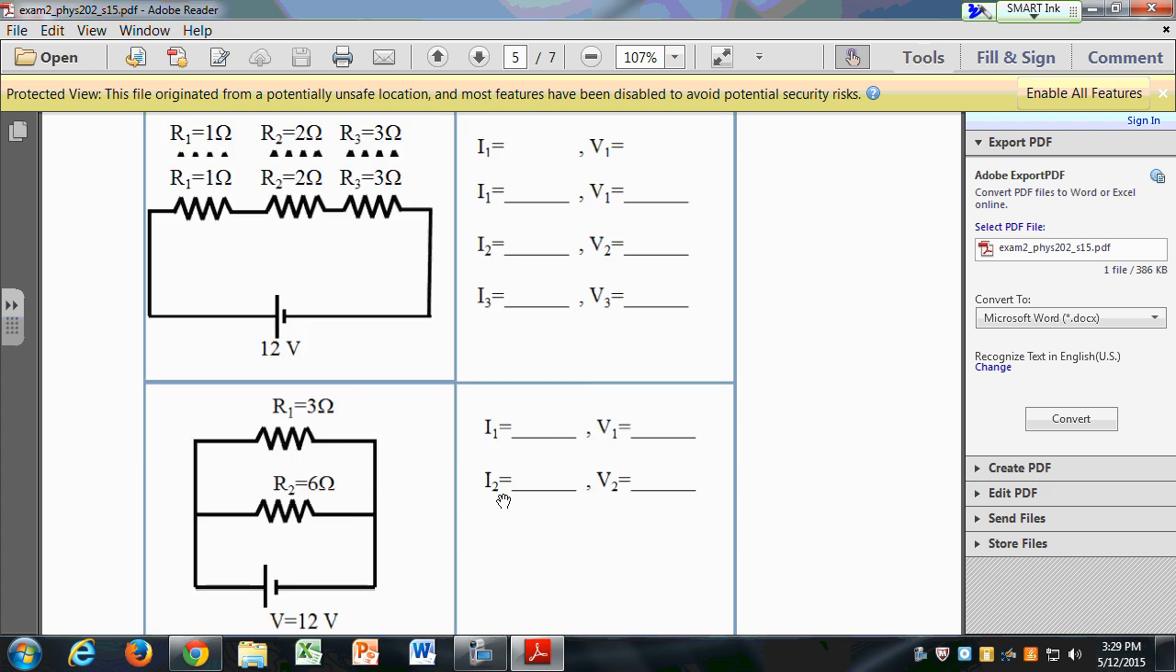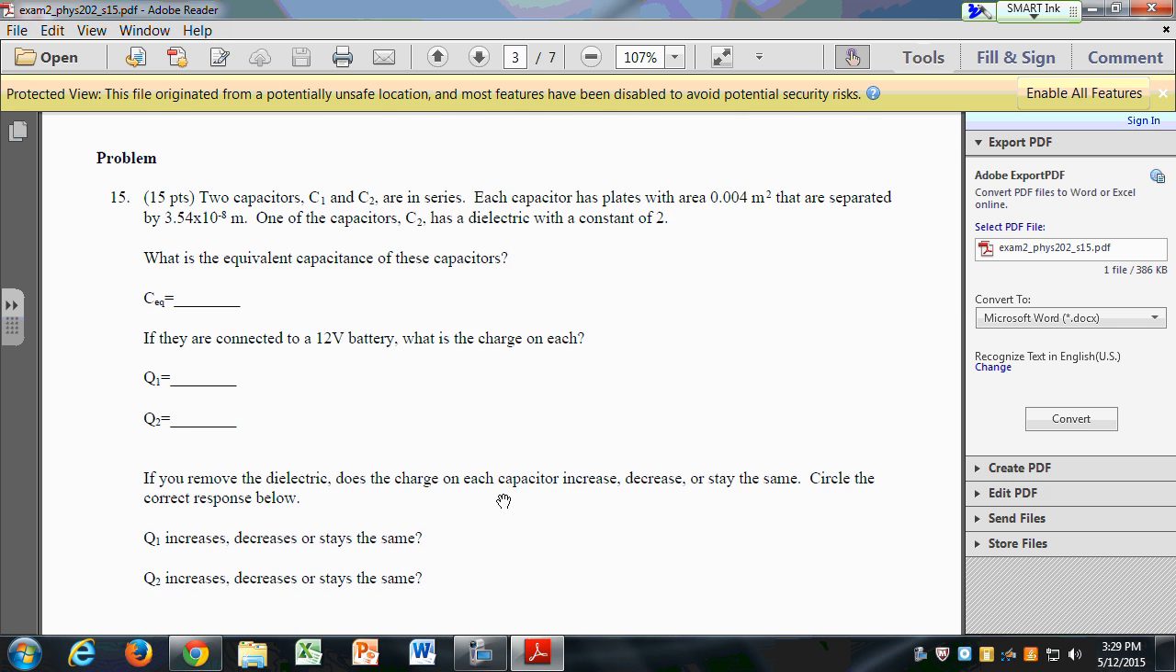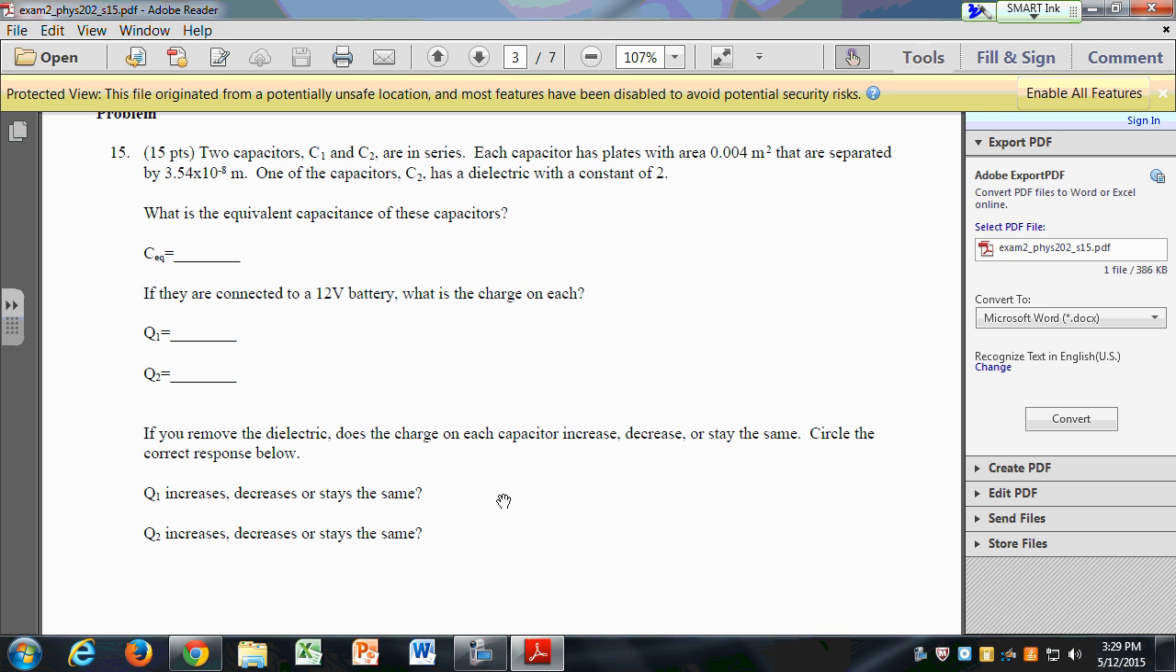15. Okay, 2 capacitors. What is the equivalent? Looks like they're in series. The first thing you have to do is calculate the capacitance of each. So capacitance is kappa epsilon naught A over D. That's on your equation sheet. The first one, C1, has a kappa of 1. It doesn't have a dielectric, and if you don't have a dielectric, you just leave that out.